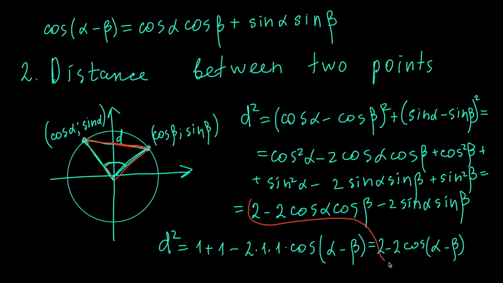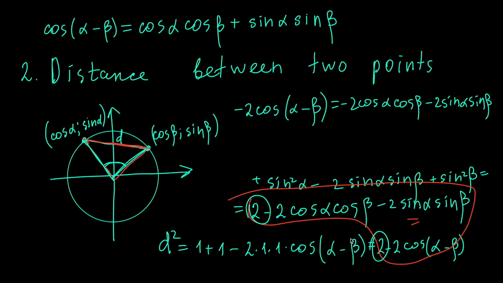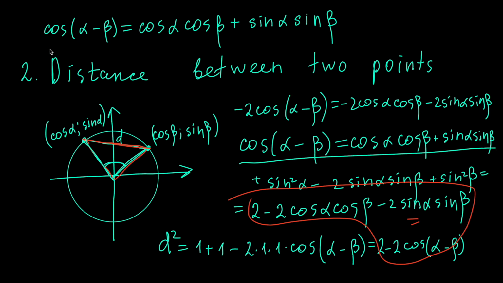And since these two expressions are equal to each other, we can state that minus 2 cosine of alpha minus beta equals minus 2 cosine cosine minus 2 sine sine. And these two terms cancel each other. So if we just divide both sides of this identity by minus 2, we will have the formula for cosine of alpha minus beta, which of course looks exactly the same.